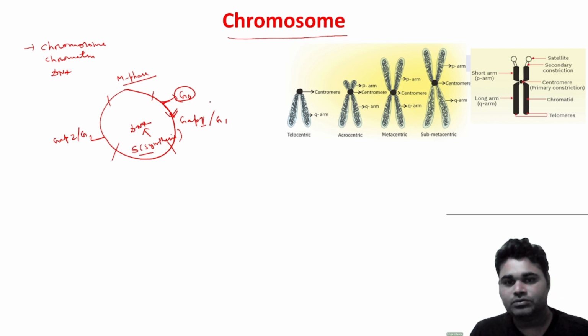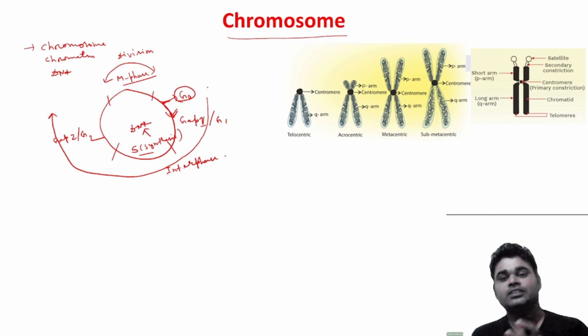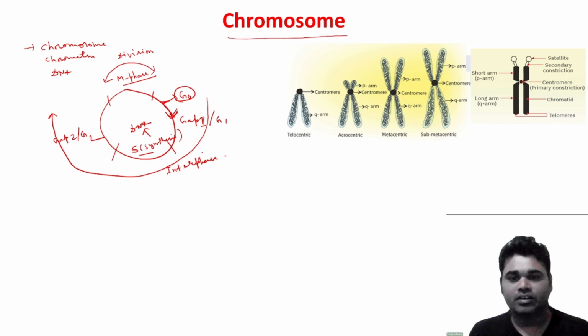Gap 1, S phase and gap 2 are called the interphase, and the M phase is called the division phase. What is the difference between the interphase and the division phase? During the interphase, the cell prepares for the division, but there is no division in the cell. The cell divides only in the M phase, but in the interphase it prepares for the division. That's why it is called the interphase.